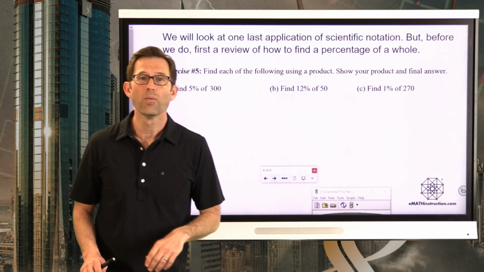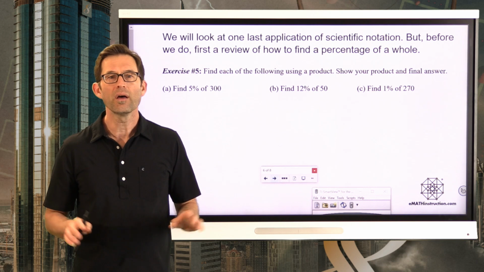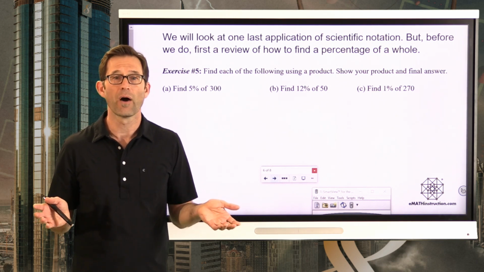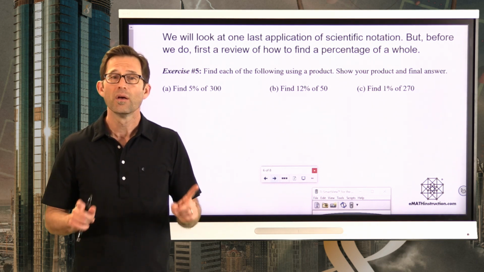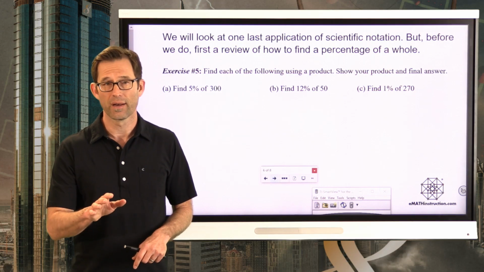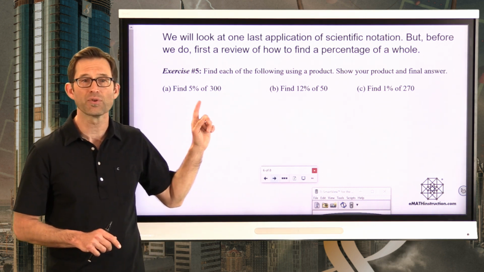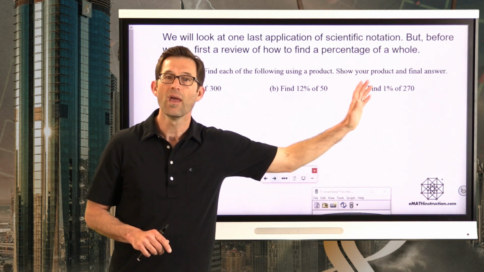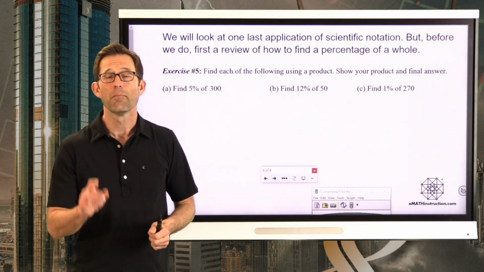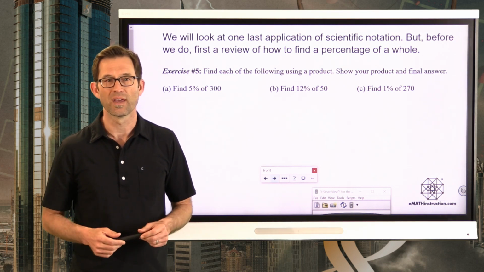All right. Now, we've got one final problem to look at. But before we do that, I want to review a very simple thing about finding percentages of a whole. Let's take a look at exercise number 5. Find each of the following using a product. Show your product and final answer. Now, you should already know how to do this, so I'd like you to pause the video now and see if you can find 5% of 300, 12% of 50, and 1% of 270 by simply doing a product. See if you can remember how to do that and see what you get.